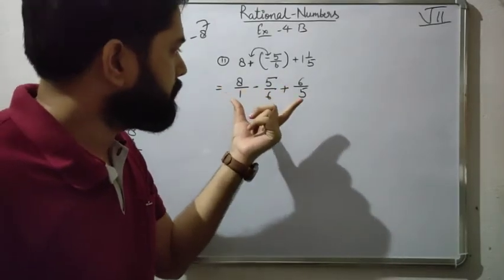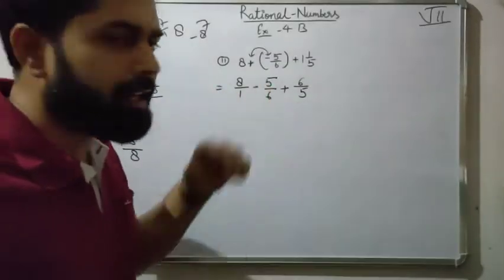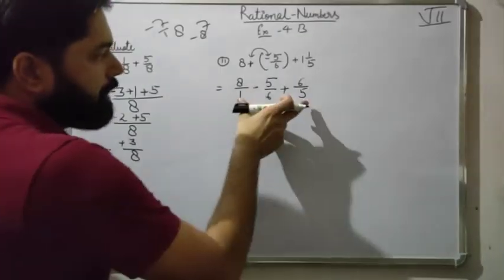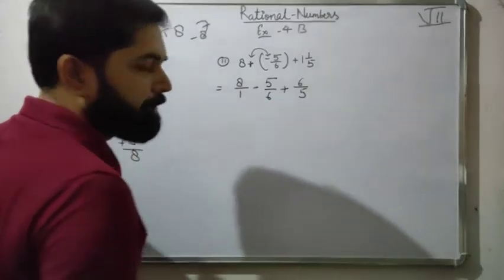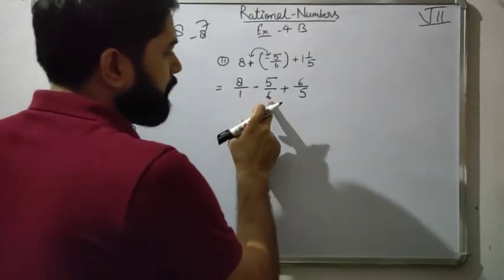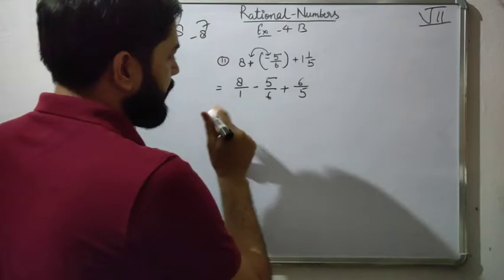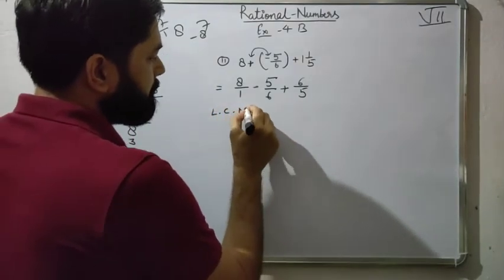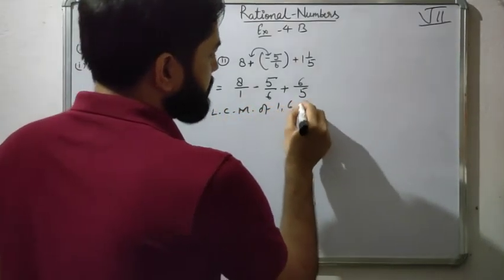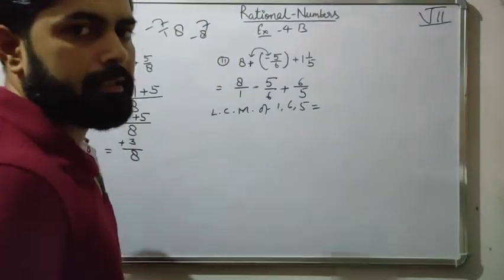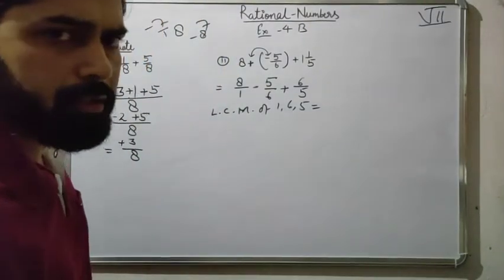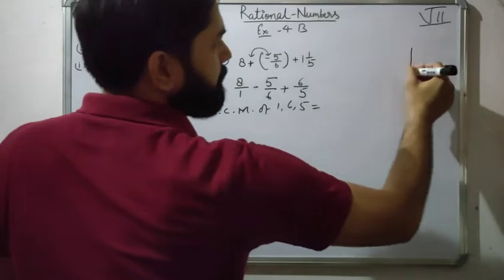So after the matching, we find here what? All the denominators are different here. Then we get the LCM of 1, 6 and 5. Then what is the LCM? If any confusion, you can find the LCM in a rough.